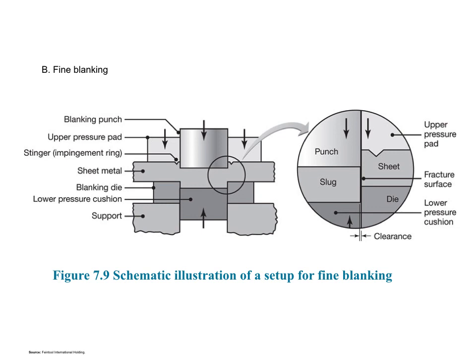Next is fine blanking. Smooth and square edges are produced by this method. Figure 7.9 shows basic die design for fine blanking. Here you can see that the upper pressure pad and lower pressure cushion are added above the sheet and below the sheet respectively. Clearance is as small as 1%. The thickness of sheet used in this varies from 0.5 to 13 millimeters. Tolerance of plus minus 0.05 mm is usually allowed.